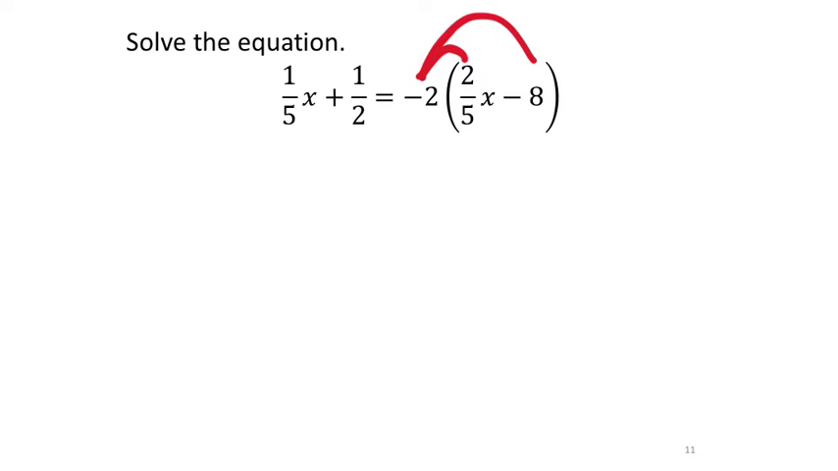But let's go ahead and distribute that -2 into the parentheses. So -2 times 2/5 x. So I'd make that -2 over 1. That's going to be -4/5 x. And then distributing it to the -8 would be -2 times -8. That's going to be a positive. So plus 2 times 8, 16. Okay, so there's our distribution.